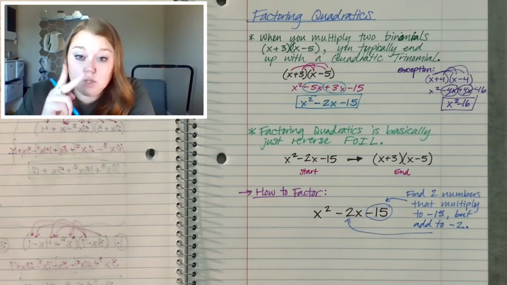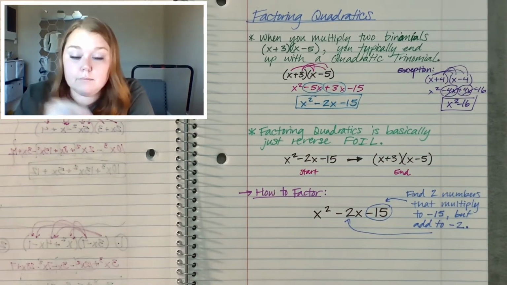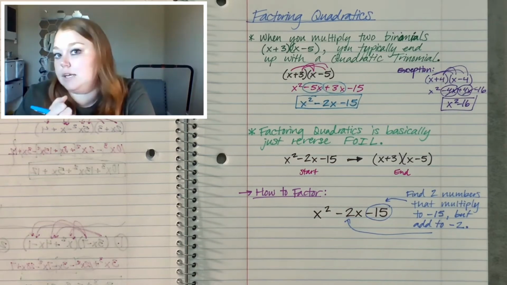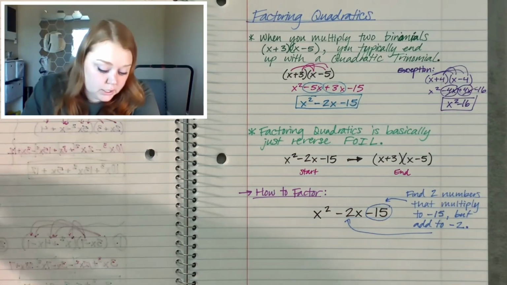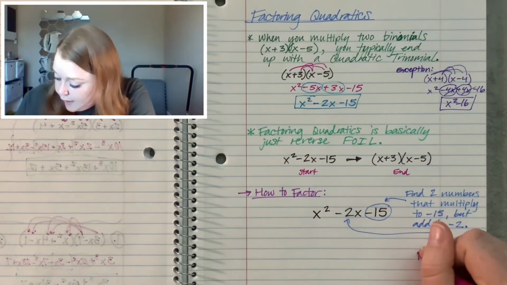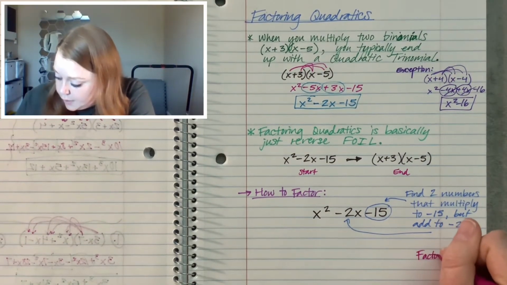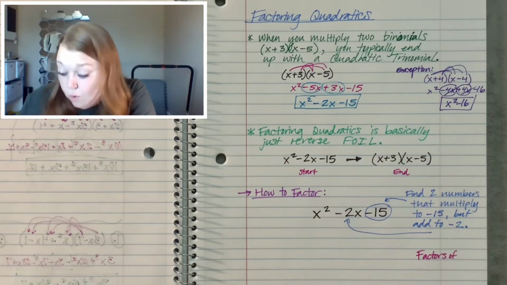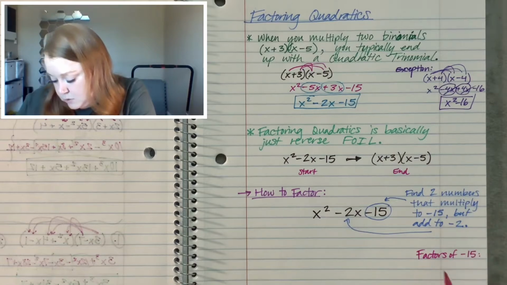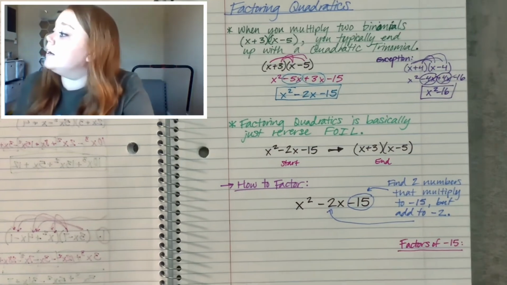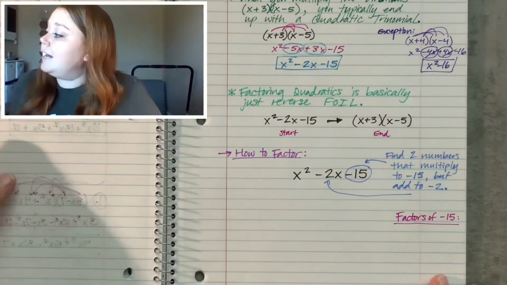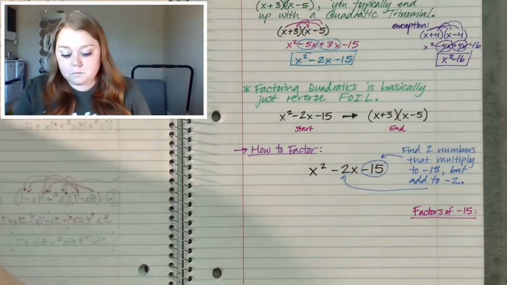Okay, two numbers that when you multiply them up, it equals negative 15, but when you add them up, it equals negative 2. So here is what we got to start thinking about. We got to start thinking about factors of 15. Or in this case, not 15, negative 15. So let's be specific here, because that does definitely matter. Okay, so factors of negative 15.